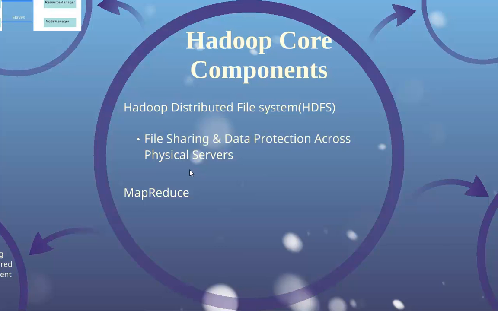HDFS is for storage, its file sharing and data protection across physical servers. MapReduce is for the processing part.